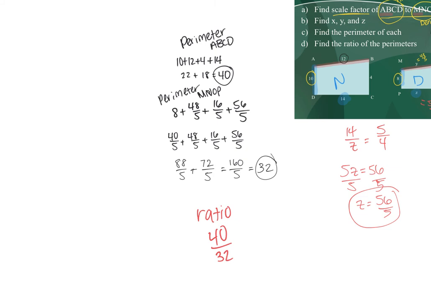Yep. I did it a lot easier. Like, I just... Did you change them all into decimals? Yeah. Or, no, I did, like, to find the perimeter of MNOP.